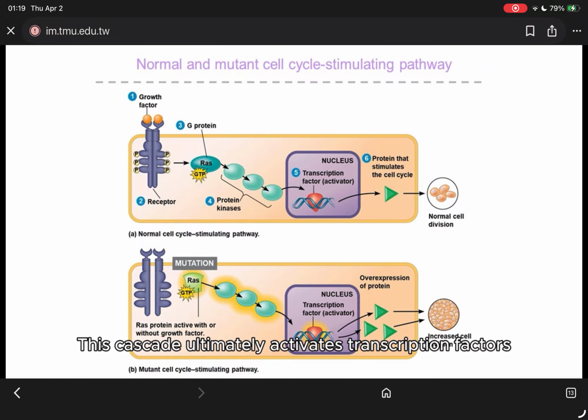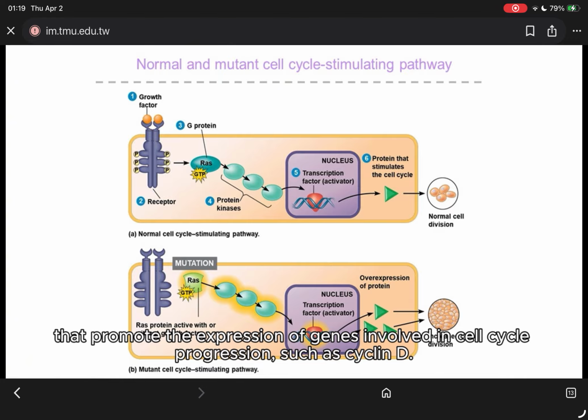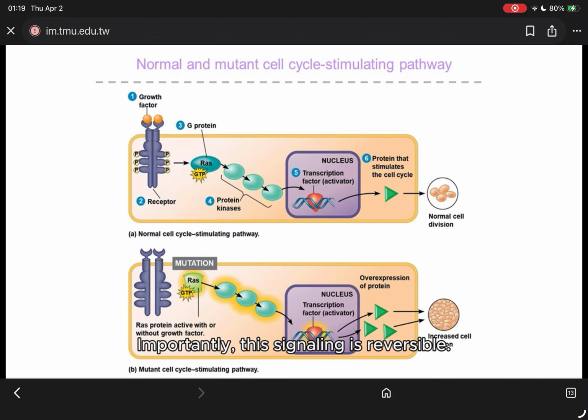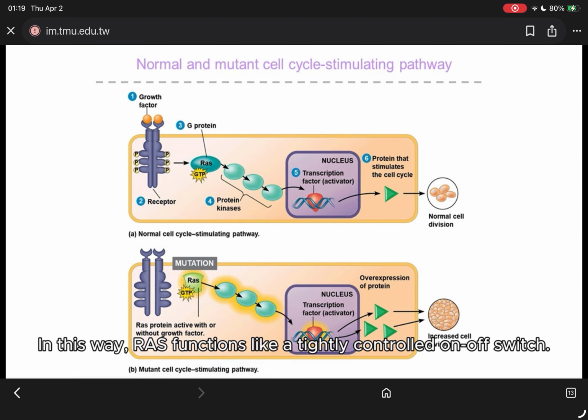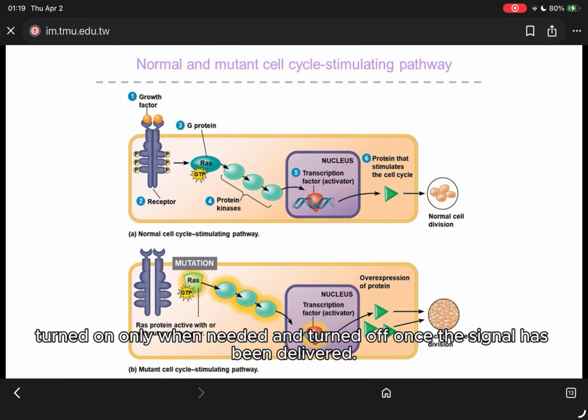This cascade ultimately activates transcription factors that promote the expression of genes involved in cell cycle progression, such as cyclin D. Importantly, this signaling is reversible. After completing its job, normal RAS hydrolyzes GTP to GDP, returning to its inactive state, RAS-GDP. In this way, RAS functions like a tightly controlled on-off switch, turned on only when needed and turned off once the signal has been delivered.